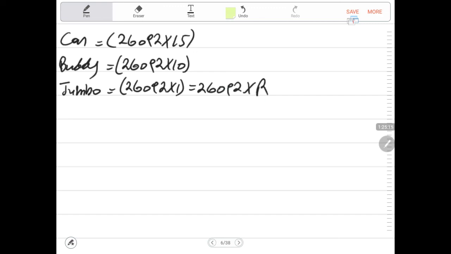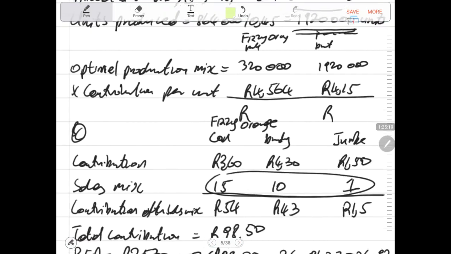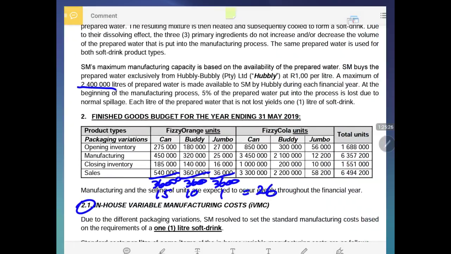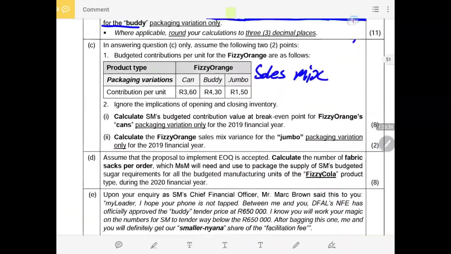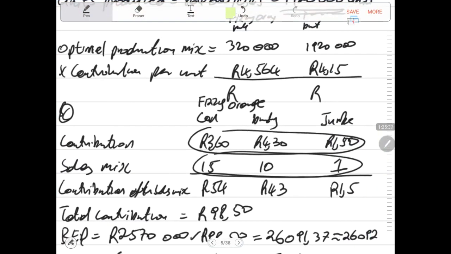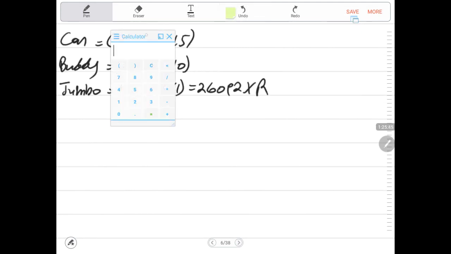Then we need to multiply this by the contribution. Our contribution was 360, 430 and 150. Just verify that. 360, 430 and 150 cents. So that's where those contributions come from. Then whatever answer we get, we multiply it by 360.